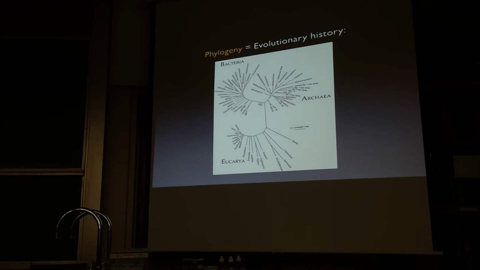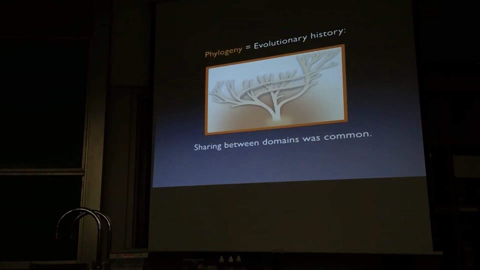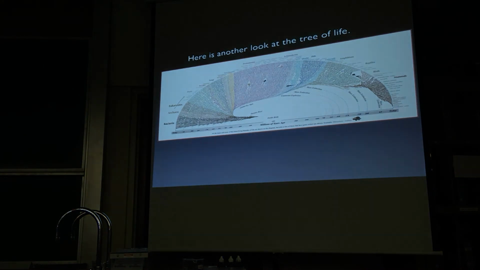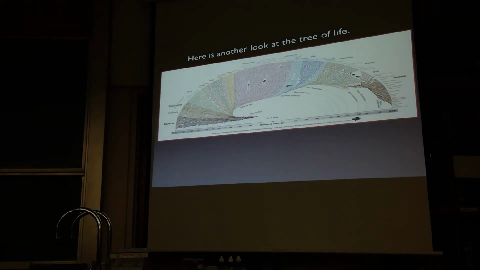Anyway, so taxonomy is changing, new stuff being found all the time. And mostly you're just looking at some terms. And again, phylogeny is evolutionary history. This also shows there was a lot of sharing. All eukaryotic organisms came from sharing between the two prokaryotic groups, the bacteria and the archaea. There's another look at the tree of life. There's a lot of different versions of this.